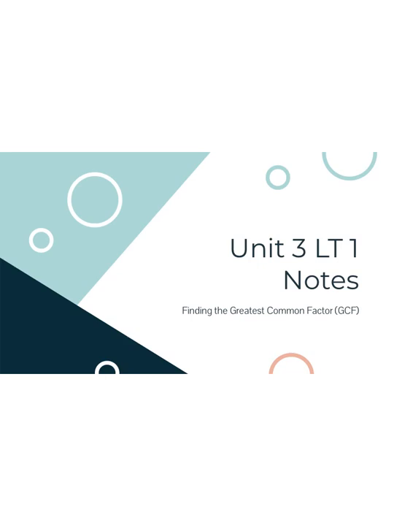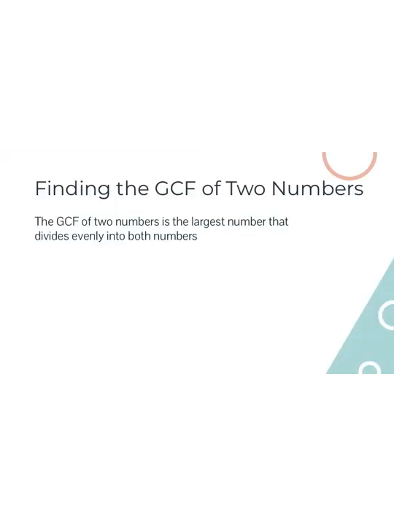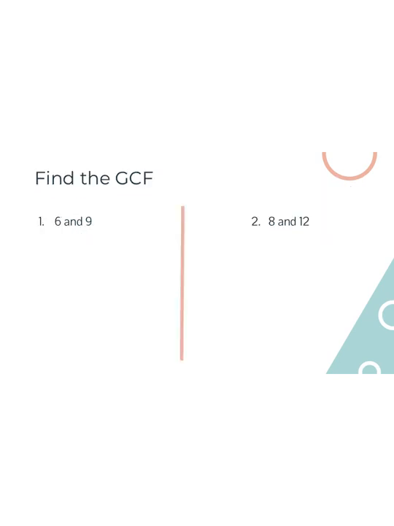Today we're going to be working on Unit 3 LT1 notes, finding the greatest common factor. The greatest common factor, or GCF, of two numbers is the largest number that divides evenly into both numbers. So let's put this into practice. Let's find the greatest common factor of 6 and 9.